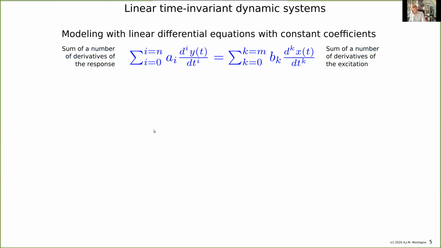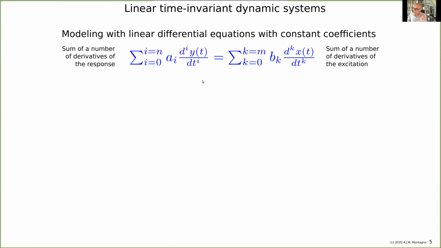So here, this is the language and this is the math. It's the other language. So here we just say a number of derivatives of y, which is the response. Constant coefficients, these are not functions of time. The derivatives are not squared or to the third order. No. You can have order the third or the second derivative, but that's something else. It's linear. And here we have the excitation, the input signal, and the sum of a number of derivatives of the input signal equals the sum of a number of derivatives of the response.